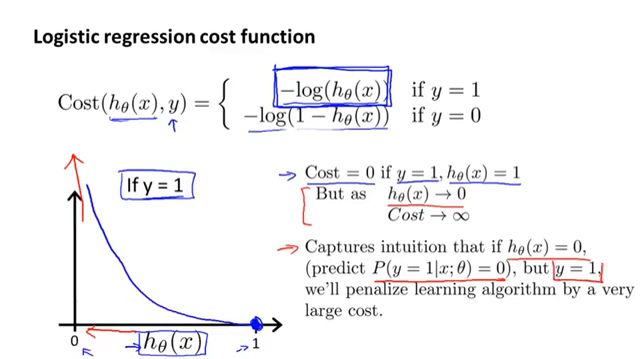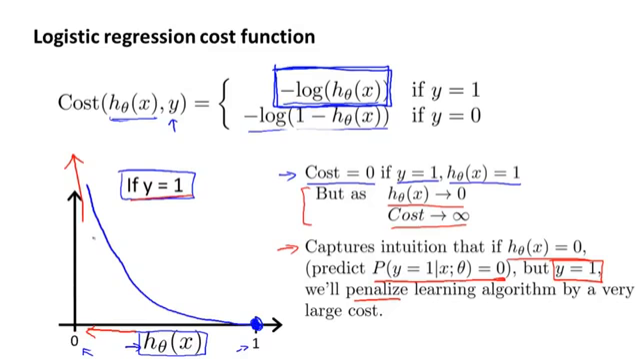But if it turns out that the patient's tumor actually is malignant, so if y is equal to 1, even after we told them that the probability of it happening is 0, so it's absolutely impossible for it to be malignant, if we told them this with that level of certainty and we turn out to be wrong, then we penalize the learning algorithm by a very, very large cost, and that's captured by having this cost go to infinity if y equals 1 and h of x approaches 0. This slide considered the case of y equals 1.